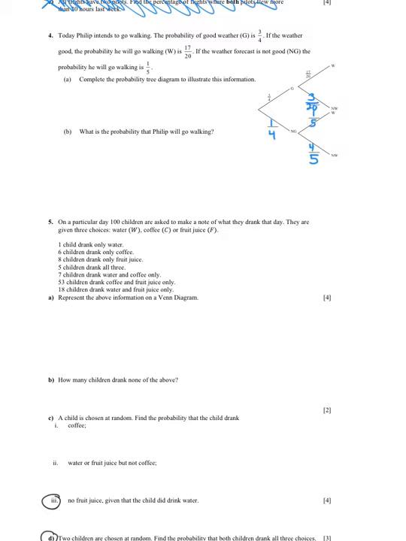What's the probability that Philip will go walking? So now we just look for that it's good weather and he goes walking, or it's not good weather and he goes walking, and we're going to add those two outcomes together. 3/4 times 17/20 plus 1/4 times 1/5. All right. And then we just put them together. So 3 times 17 is 51. That's 51/80ths plus 1/20.